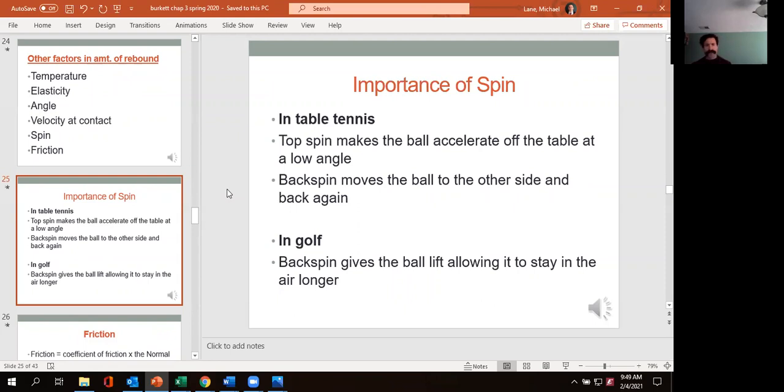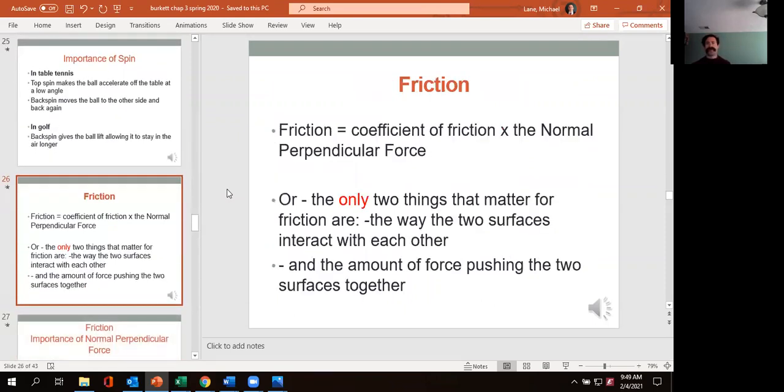Now, finally, we get ourselves to friction. The total frictional force is going to be equal to the coefficient of friction, which is essentially how strong the friction is between two surfaces, times what is known as the normal perpendicular force. And that is the force directly pulling the object straight down. So the only thing we need to know is what's the amount of force pulling directly down into the surface, and what's the coefficient between the two.